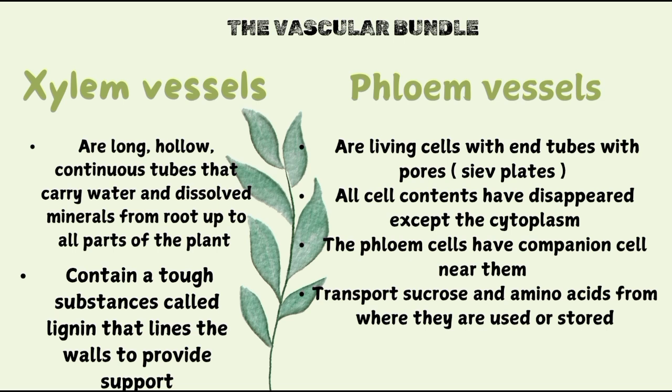Next, phloem vessels are living cells with end tubes with pores, which are sieve plates. All cell contents have disappeared except the cytoplasm. The plant cells have companion cells near them and transport sucrose and amino acids from where they are made to where they are used or stored.